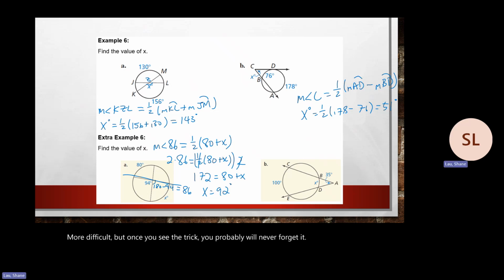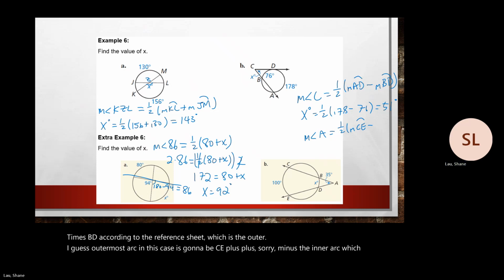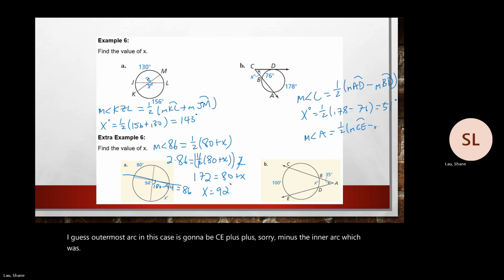Now for B, however, we have 2 secants, so we'll follow the same theorem. In this case, I have the measurement of angle A equals 1/2 times, according to the reference sheet, the outermost arc, which in this case is going to be CE, plus, not plus, sorry, minus the inner arc, which was, in our case, BD.